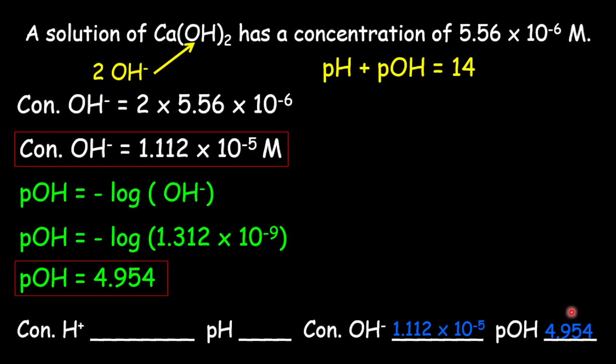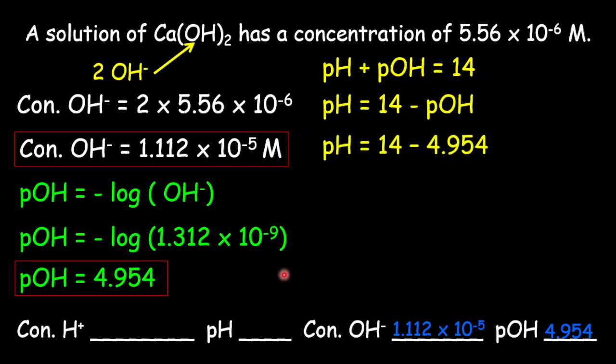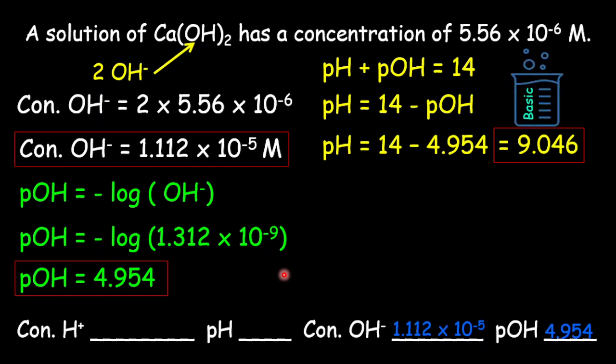And so therefore our pH plus pOH is equal to 14. By substitution, we should get pH equal to 14 minus pOH value. Our pOH value was 4.954, so we get 14 minus 4.954. Therefore our pH value here is 9.046, and anything above 7 must be basic or alkaline. So this solution is a basic solution. Now we can put that in as our answer, which is 9.046.